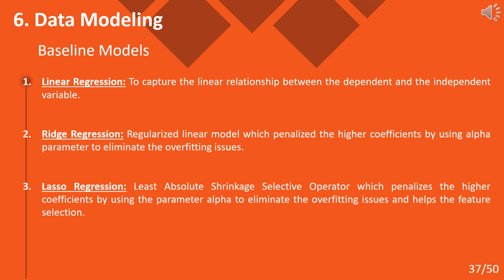Chapter 6. Data modeling. First, we examine the baseline models. The three baseline models are linear regression, ridge regression, and lasso regression. Linear regression captures the linear relationship between the dependent and the independent variable. Ridge regression, a regularized linear model, penalizes the higher coefficients by using the alpha parameter to eliminate overfitting issues. Lasso regression, least absolute shrinkage and selection operator, penalizes the higher coefficients by using the parameter alpha to eliminate the overfitting issues and helps with feature selection.